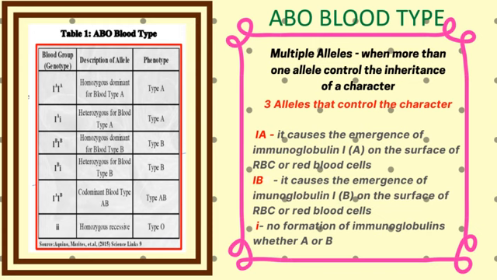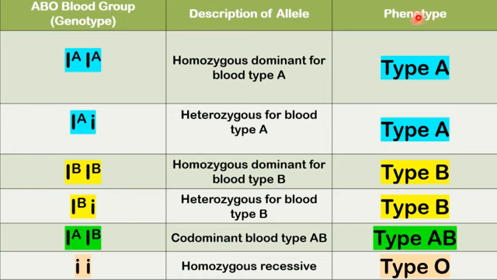Type AB are said to be codominant with each other. To further elaborate the blood type group, take a look at this table. Here you can see the genotype, the phenotype, and the description of allele. Do you still remember the meaning of genotype? Genotype means collection of genes which are represented by letters, capital for dominant and small letter for recessive.